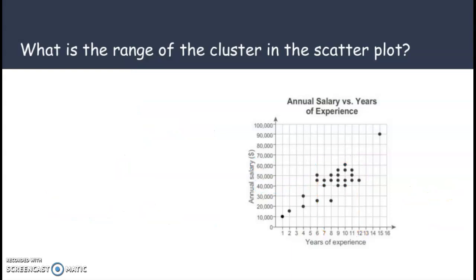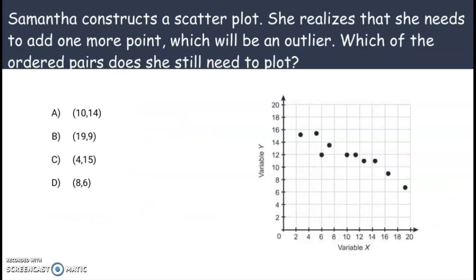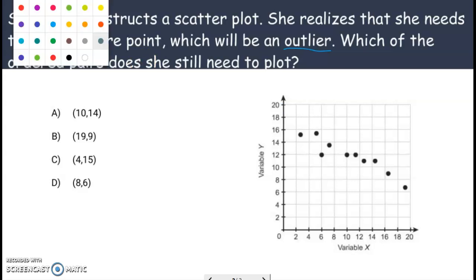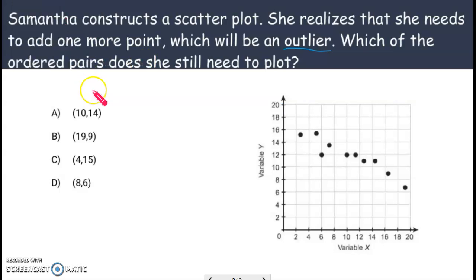Alright, our last example is going to focus on outliers. It says Samantha constructed a scatter plot. She realizes she needs to add one more point, which will be an outlier. Which of the following ordered pairs does she need to plot? Okay, so we're going to plot each of these, and then we're going to see which one would be an outlier. An outlier is a point that is way away from the trend of the data.